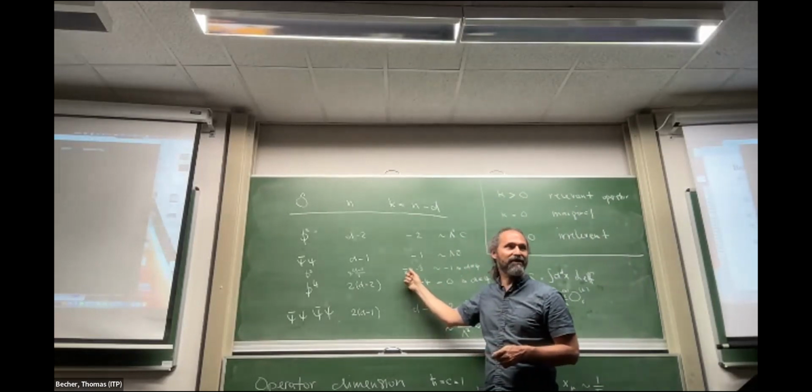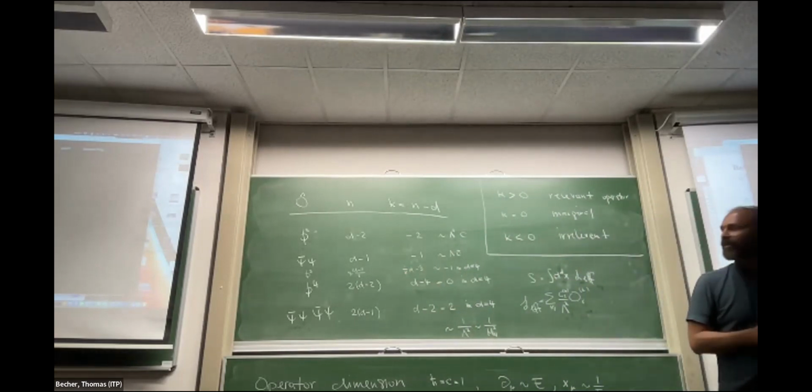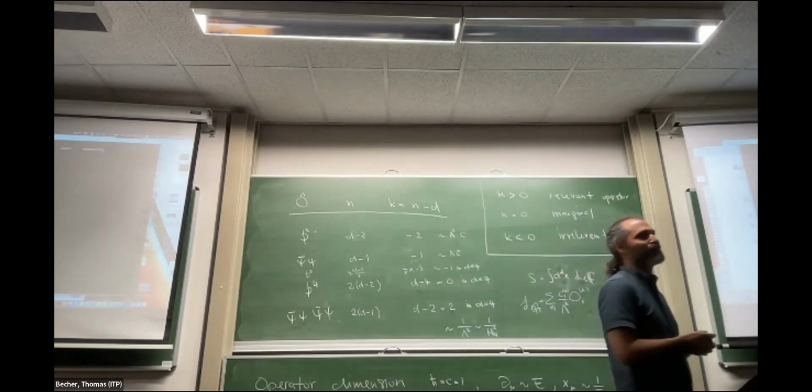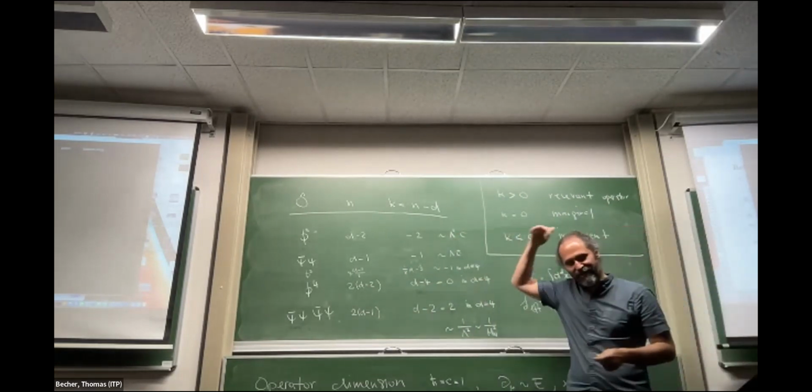Let's go to 6 dimensions. Then it's 3 halves minus 3. So in 6 dimensions, it's marginal. And people like marginal couplings. So that's why often people study this phi cubed in 6 dimensions, because then it has this marginal coupling.